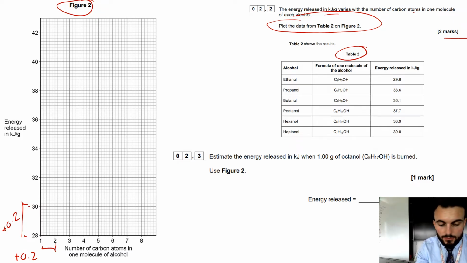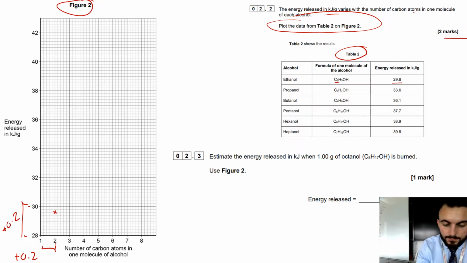We don't have the alcohol with 1 carbon on it, so we start with ethanol. So we go 2 carbons, and when it was 2 carbons, it released 29.6. So we go along to 2, and then we go to 29.6. So that is there. Make sure you are precise with your plotting, because if you are more than half a square out, you get no mark.